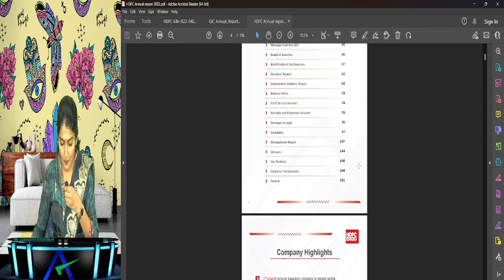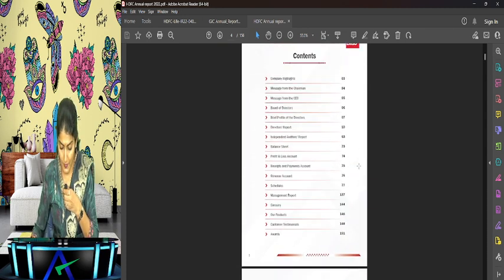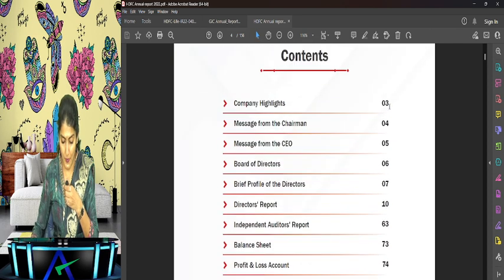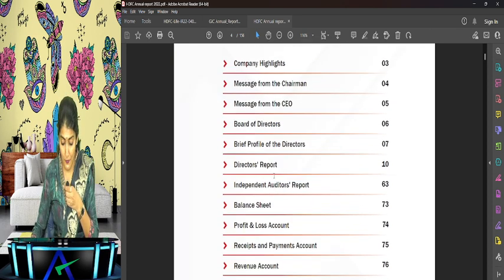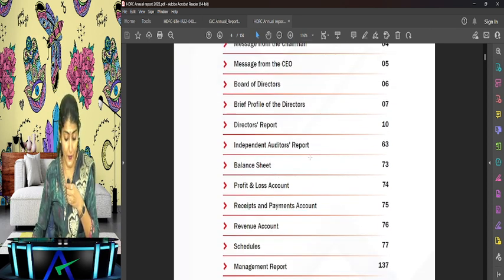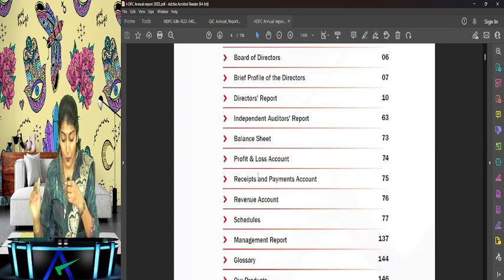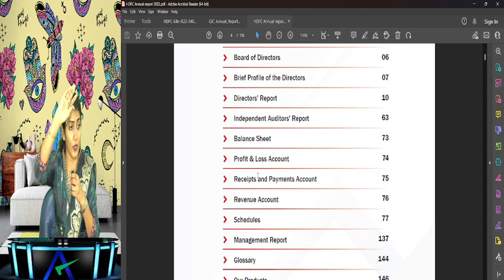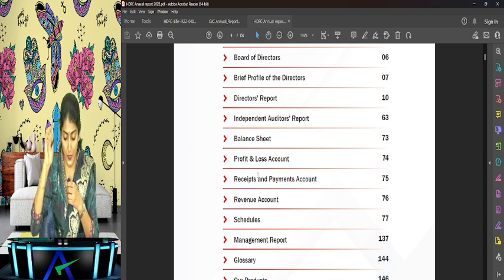So we are talking about the HDFC report over here. And if we see the contents of the annual report, what does it talk about? Company highlights, then the brief profile of the directors, independent auditors report. Then see what is included in the financial statements of an insurance company.